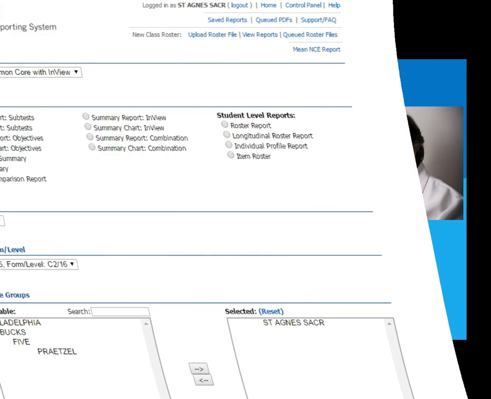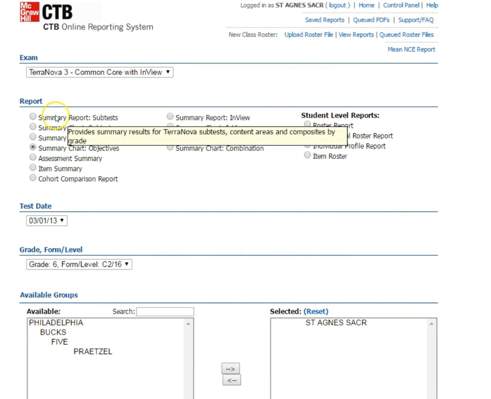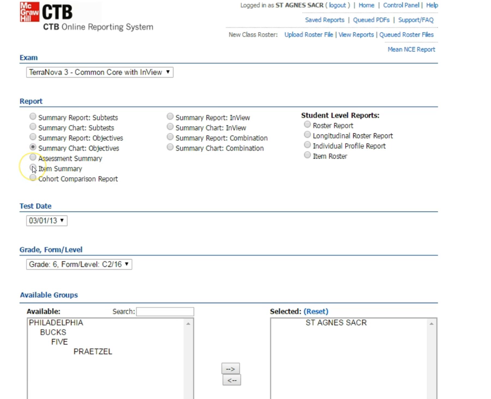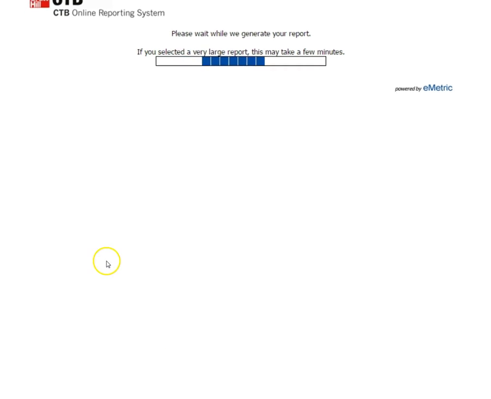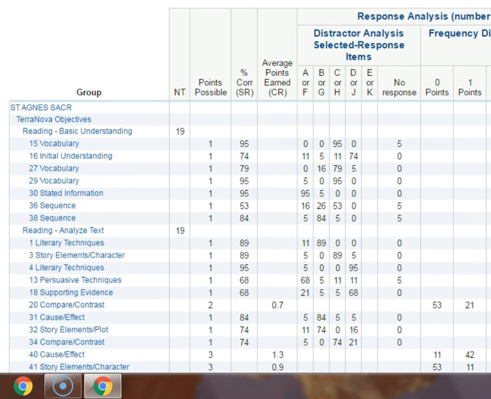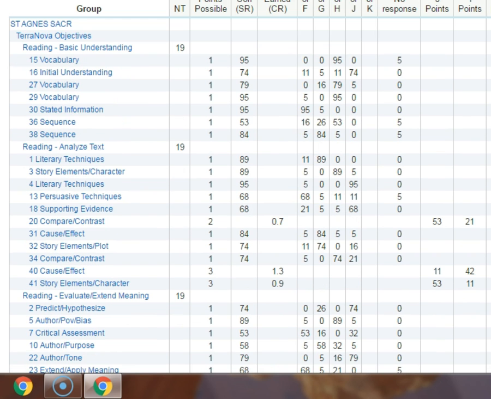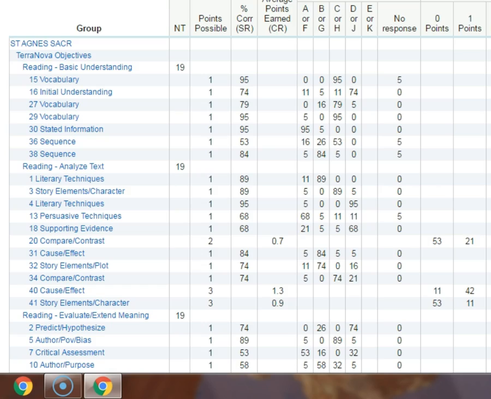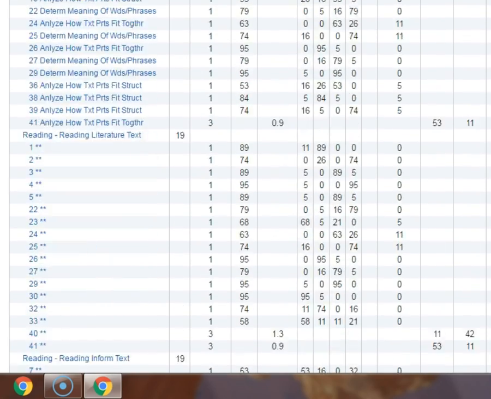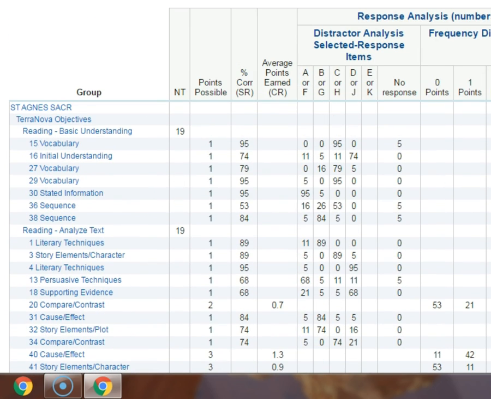Take them through this. On the home page, you see an item that's called Item Summary. The item summary takes you step by step, question by question, through the test. Now we're going to go into that 6th grade here. If I click continue, this is a very large report, and sometimes if you're waiting to download it, it does take a few minutes depending upon your system and your capability. But this takes you step by step through every question in the test.